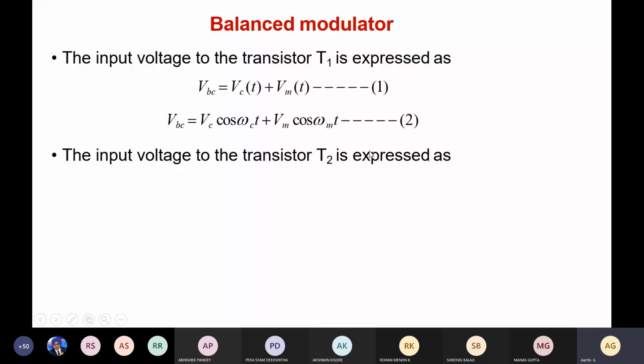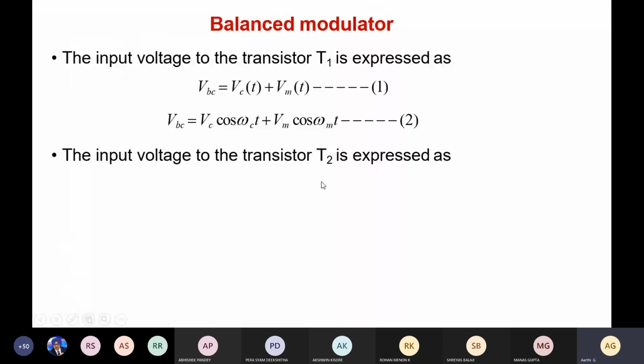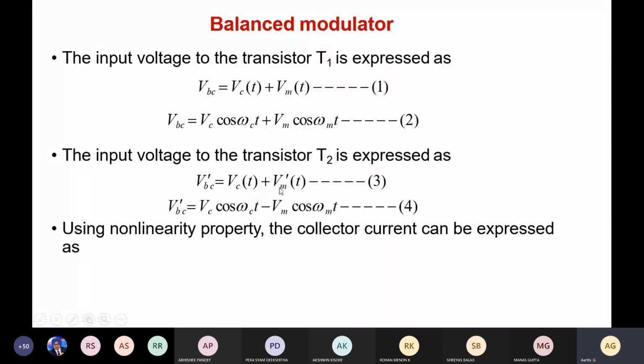And the input to the transistor T2 will be VB-C. This is simply the notation we are taking. VB-C will be the sum of VM dash and the carrier signal. So let us add VC of t plus VM dash of t. This VM dash is nothing but minus VM. So this is VB dash of t. Let us take it as equation 4, which are the inputs to the two transistors.